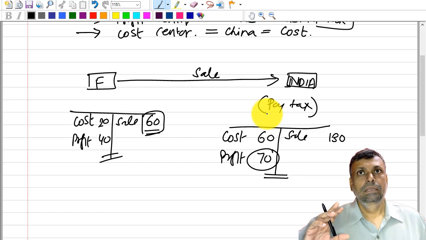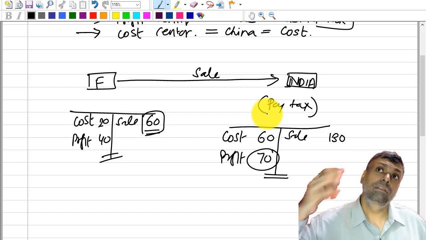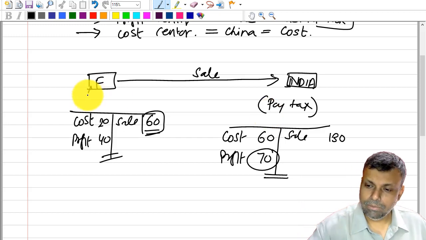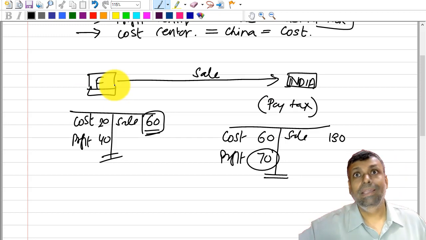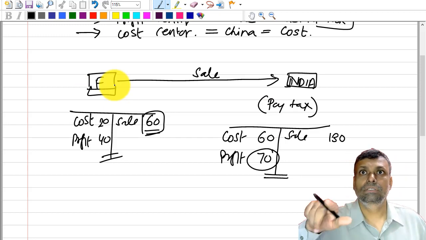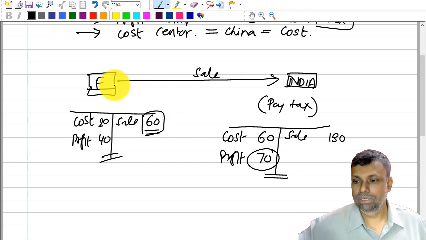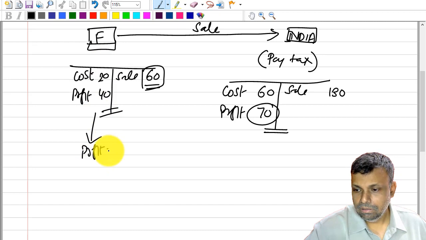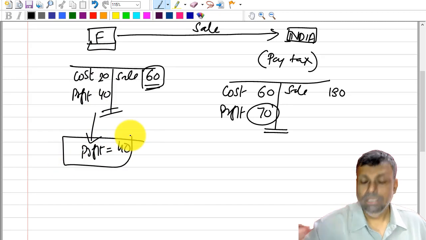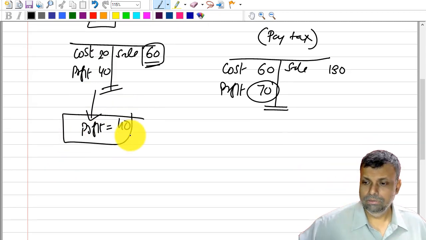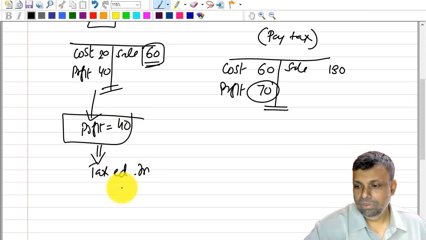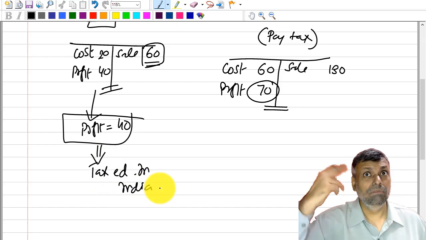Okay. However, now the Indian government will think a little bit more also. The Indian government will think that this foreign company, listen very carefully, this foreign company has sold its product in India. So this profit of 40, probably somehow or the other should also be taxed in India. They will think like that. Indian government will think like that.